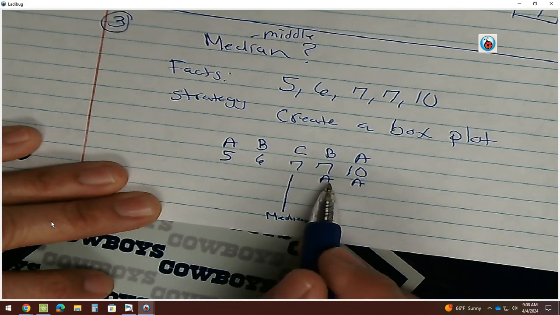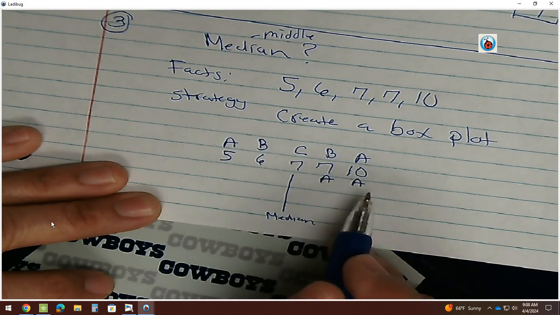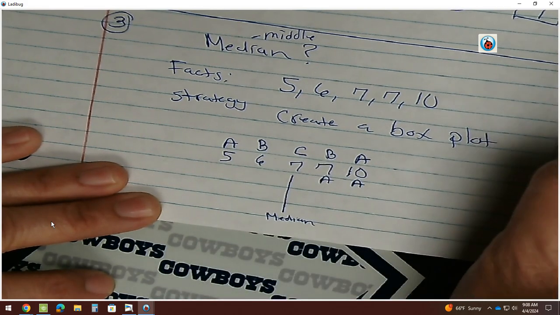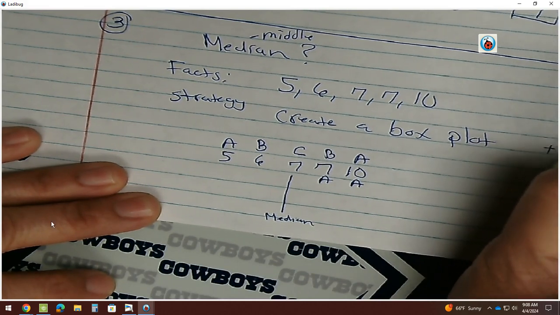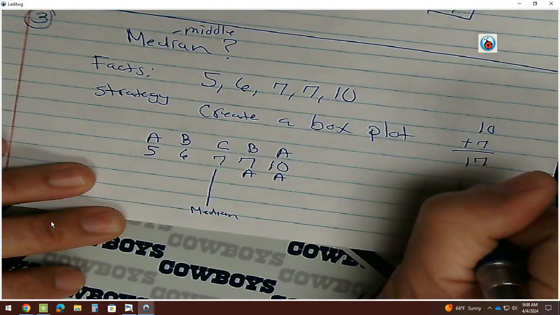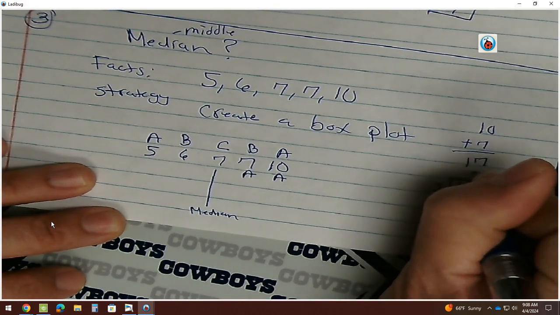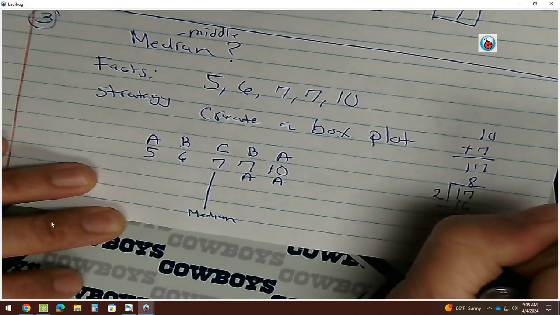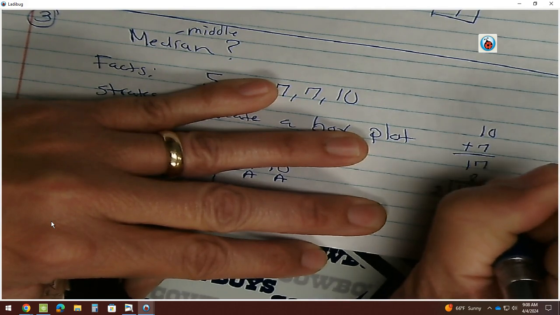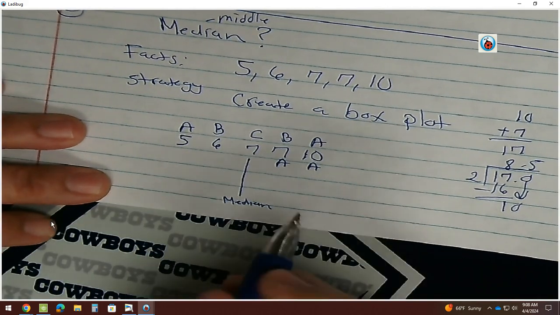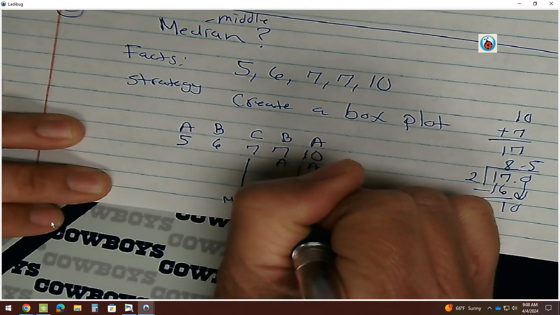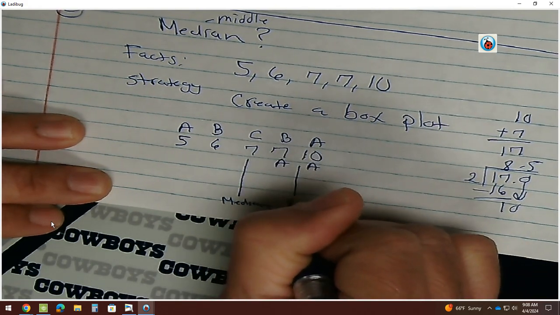So what I'm going to do is get the median of these 2. But there's 2 in the middle. When there's 2 in the middle, I need to go to the side and add 17. But then I need to divide by 2 because there was 2 in the middle. Good job, 8.5. So who would be in the middle of these 2? 8.5. So draw a line and put 8.5.